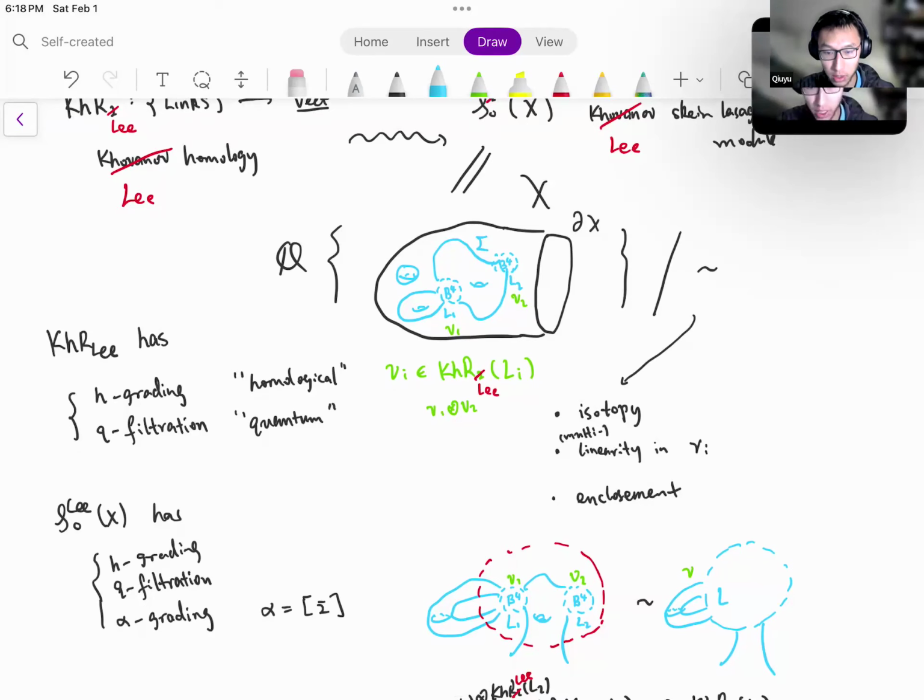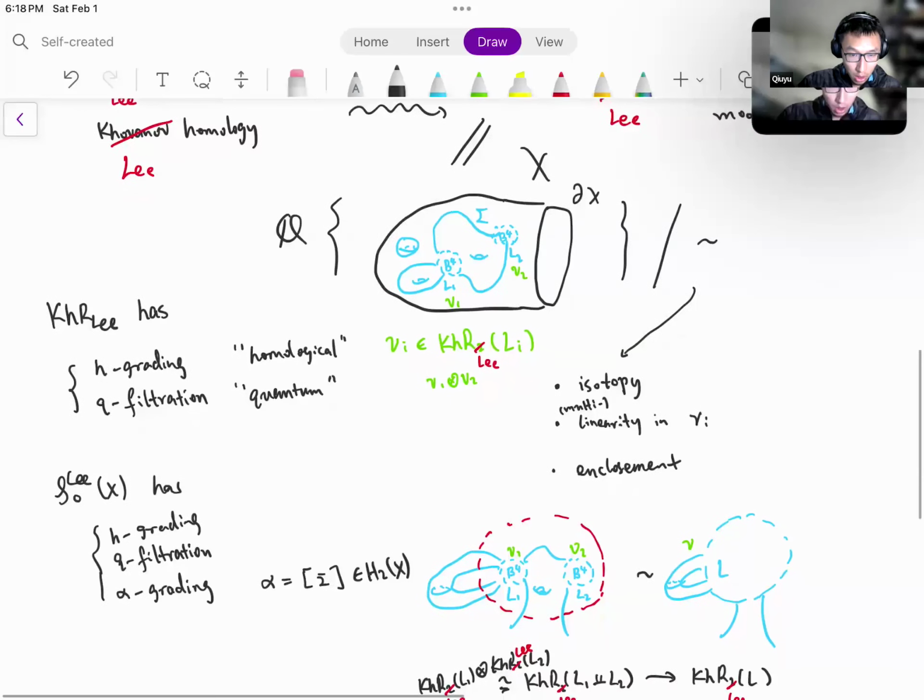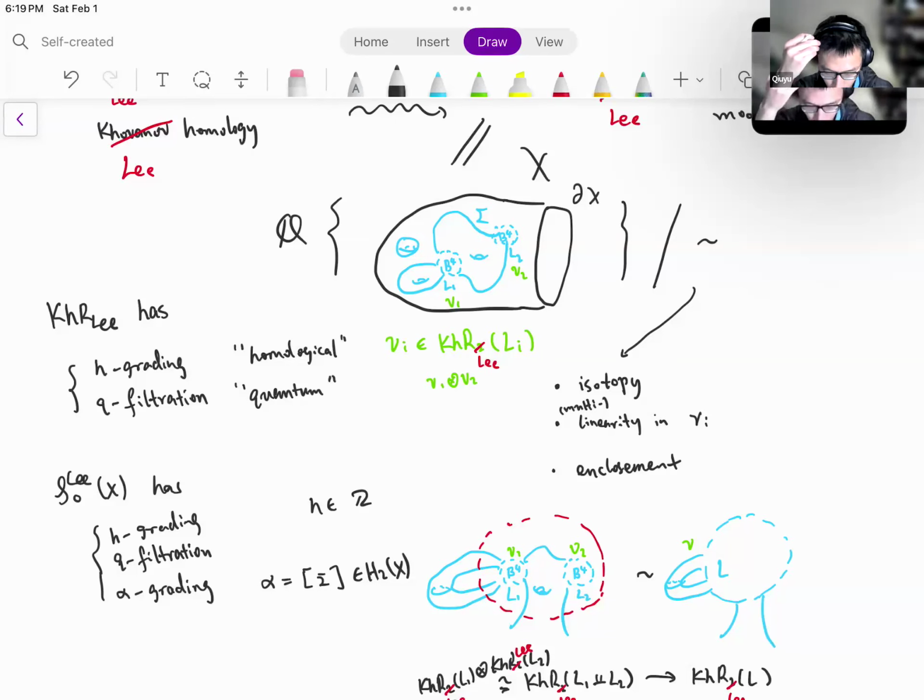And you can easily check that the homology class is well defined, because the four-balls are too small to see the second homology class, and all the three relations will not change this homology class of my skein. So this Lie skein lasagna module is graded by a homological degree in Z, and by an alpha degree in H2 of my four-manifold, and there is a Z filtration by Q.